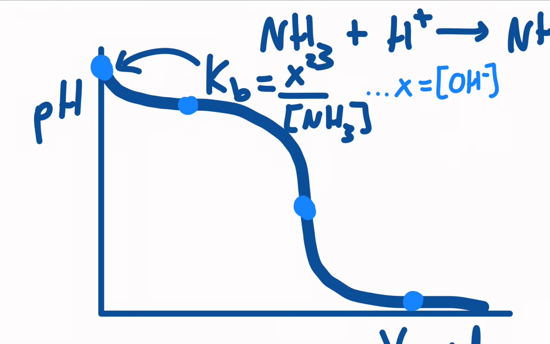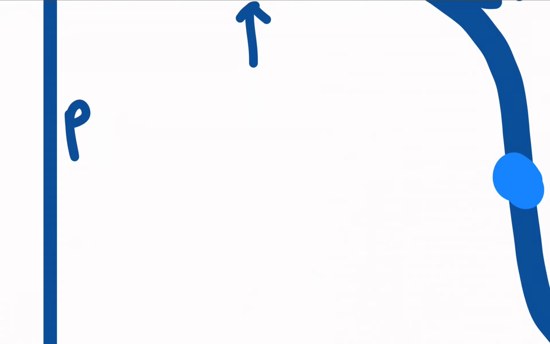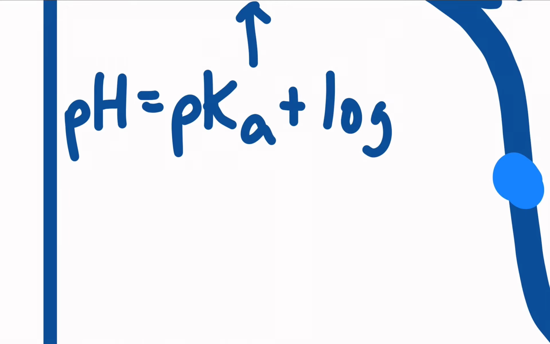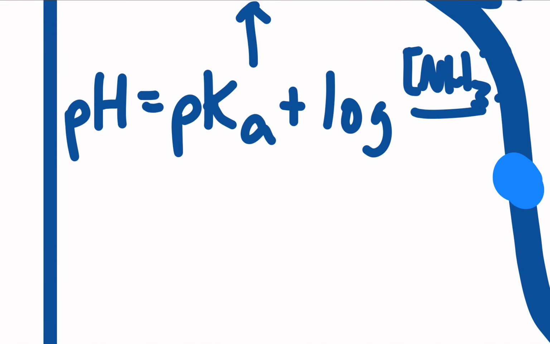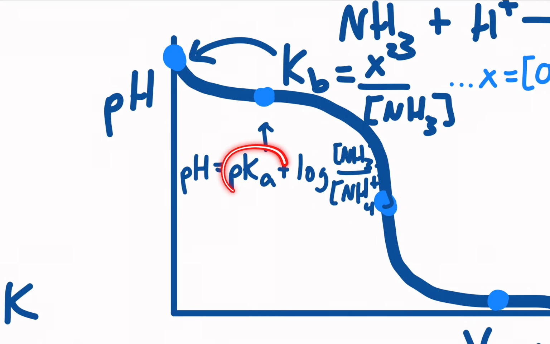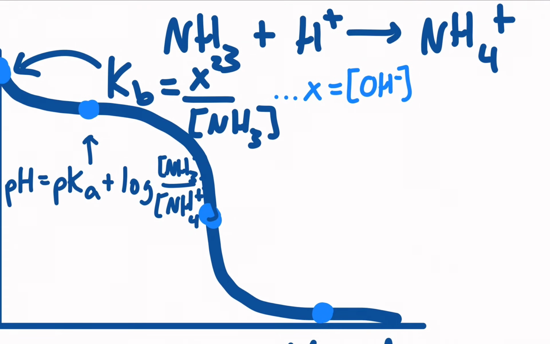Moving down to the buffer range, good news, it's the same exact equation. The buffer equation still works. It's the pKa plus the log of the base ammonia over the acid ammonium. I have to figure out what those values are, and I have to note that the pKa refers to the Ka of ammonium, the acid part, the one with the extra H.